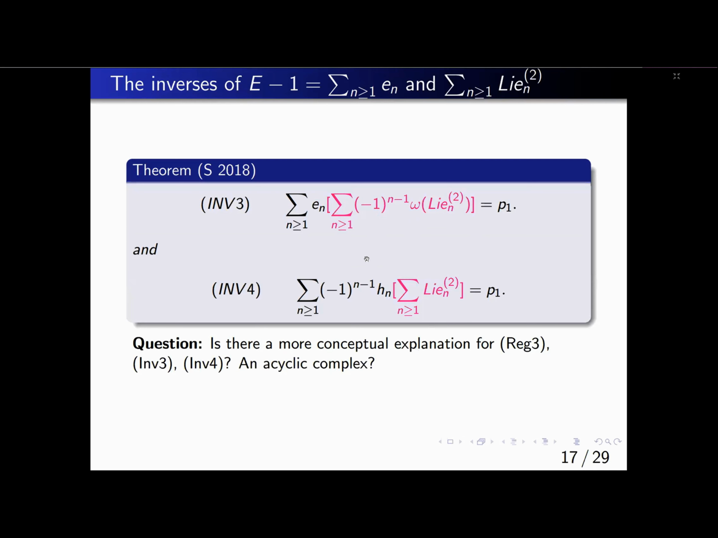And thanks to that meta theorem that I flashed by you, you get a bunch of inverse plethystic identities. And again, the question is, what do they correspond to? Are there acyclic complexes? We don't really know.